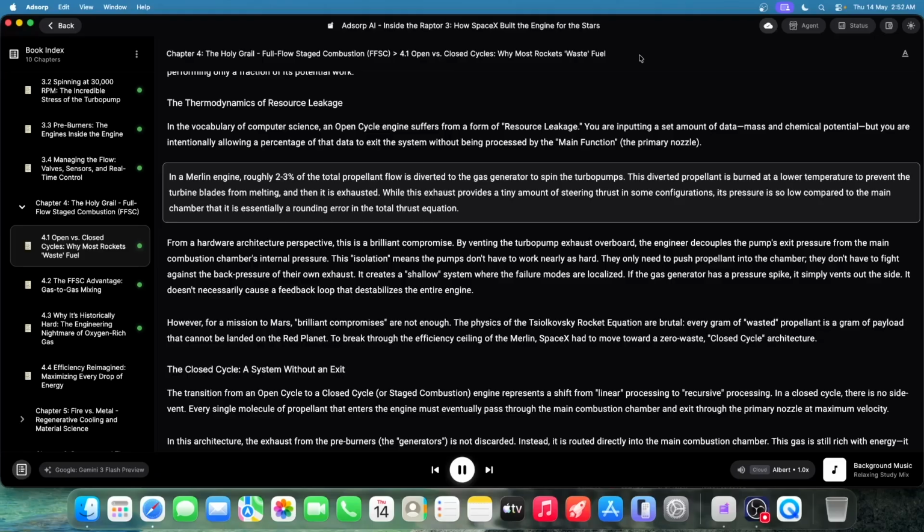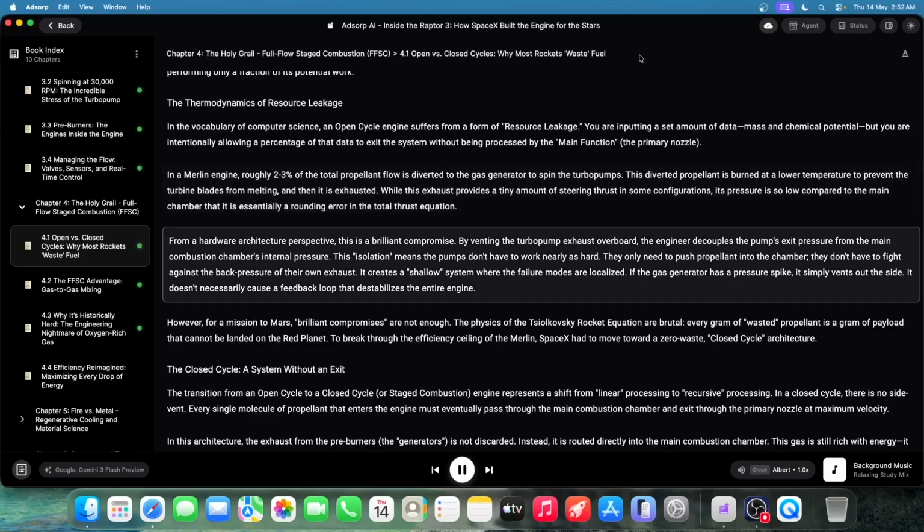While this exhaust provides a tiny amount of steering thrust in some configurations, its pressure is so low compared to the main chamber that it is essentially a rounding error in the total thrust equation. And from a hardware architecture perspective, this is a brilliant compromise. By venting the turbopump exhaust overboard, the engineer decouples the pump's exit pressure from the main combustion chamber's internal pressure. This isolation means the pumps don't have to work nearly as hard. They only need to push propellant into the chamber. They don't have to fight against the back pressure of their own exhaust.